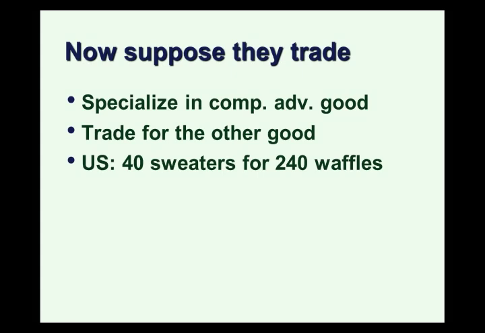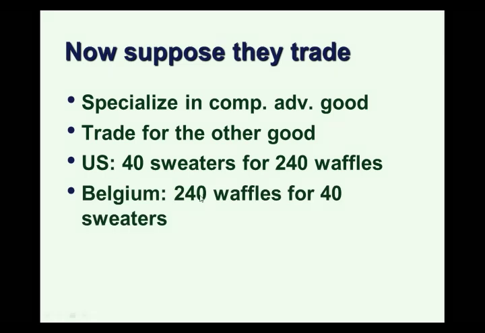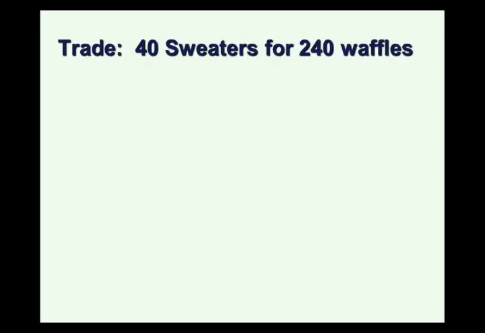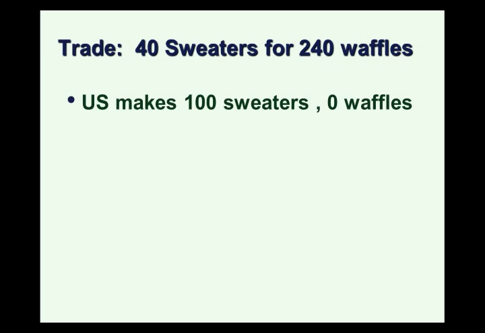So the U.S. is going to specialize in sweaters, and they'll trade 40 sweaters for 240 waffles. Belgium will specialize in the production of waffles, and they will trade 240 waffles for 40 sweaters. And we'll see these terms of trade are something they would both agree to, because, as we're going to see, it makes them better off than if they didn't trade at all. So, given those terms of trade, let's see what's going to happen here.